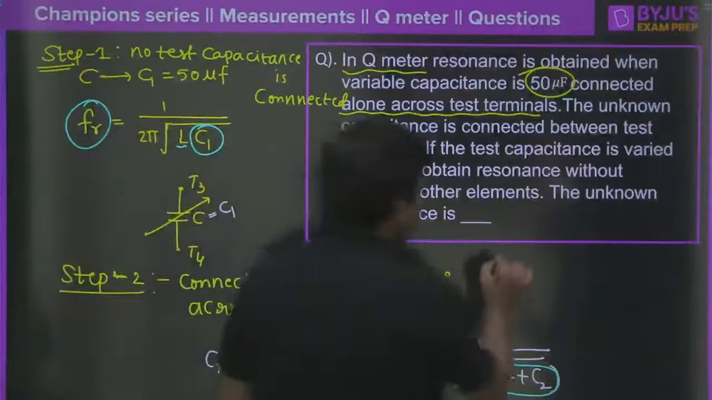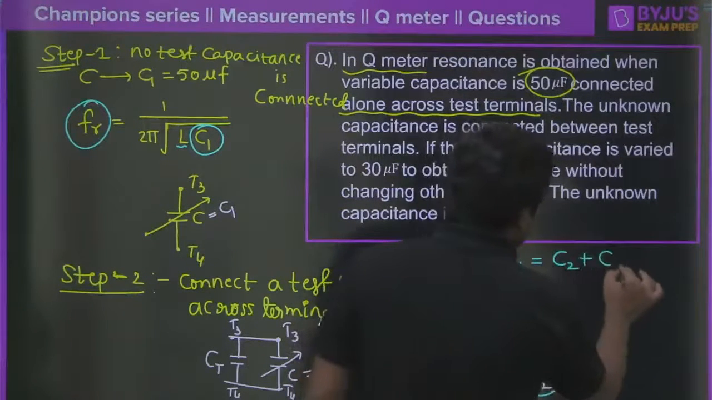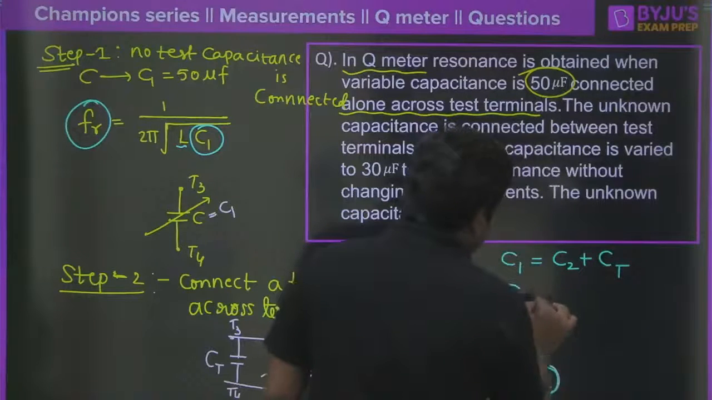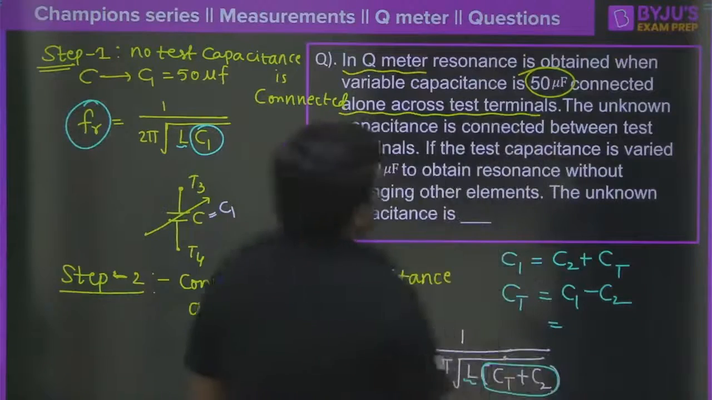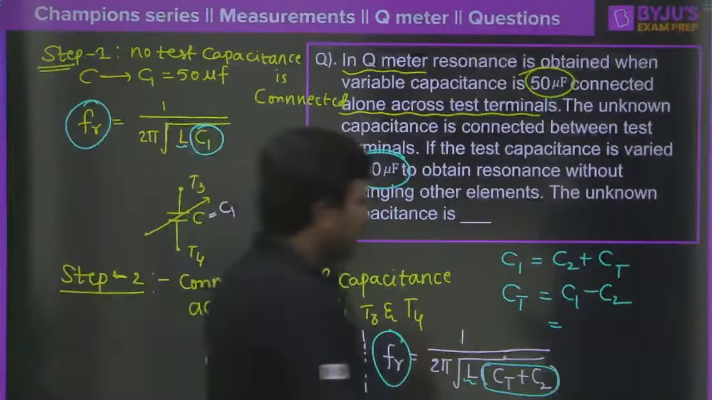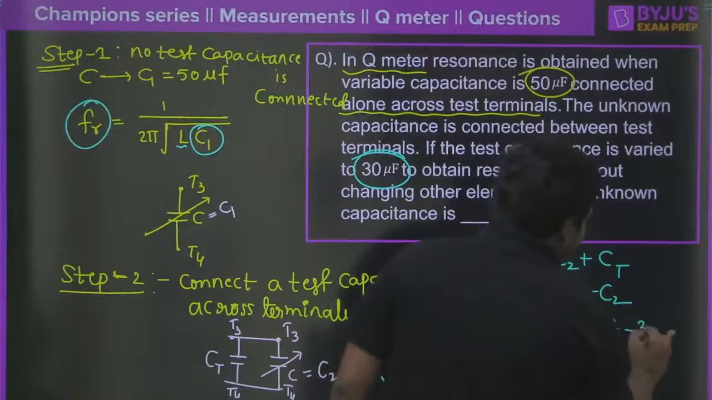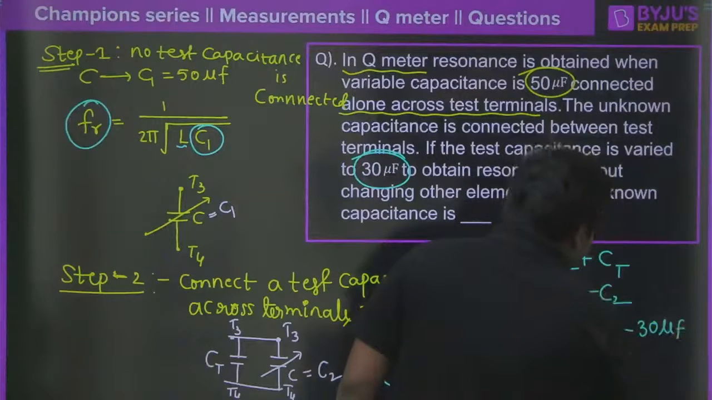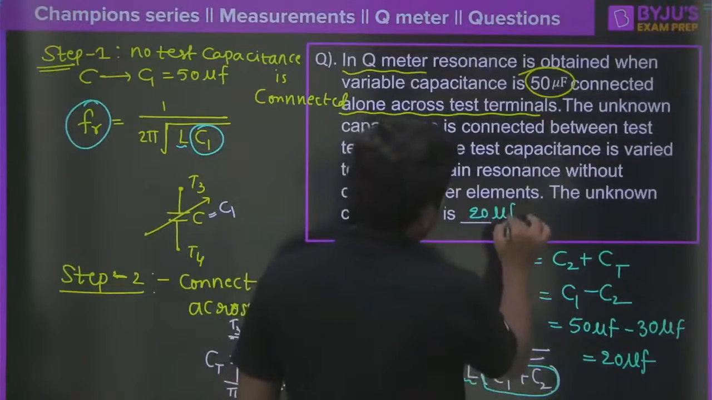So therefore, what should I say here? Simply C1 is equal to C2 plus CT here, and therefore CT will be equal to C1 minus C2. What is the value of C1? That is 50 microfarad. The second time it is going to be 30 microfarad here. Correct? So I can say 50 microfarad minus 30 microfarad will be equal to 20 microfarad, which is the capacitance of the unknown value, that is 20 microfarad.